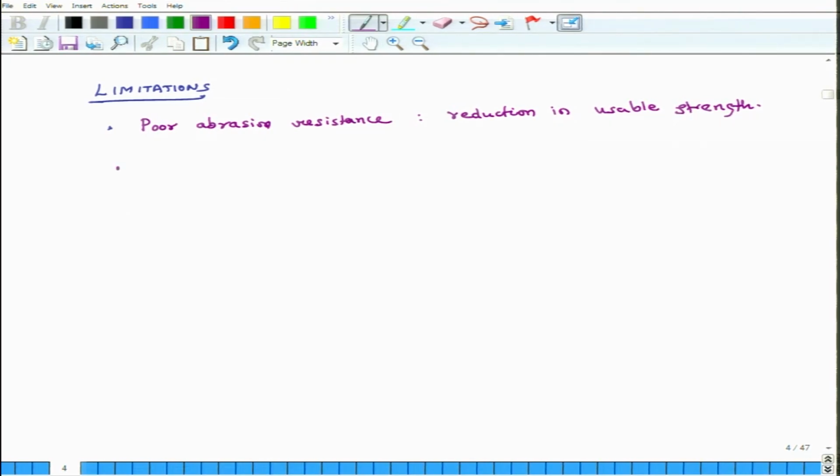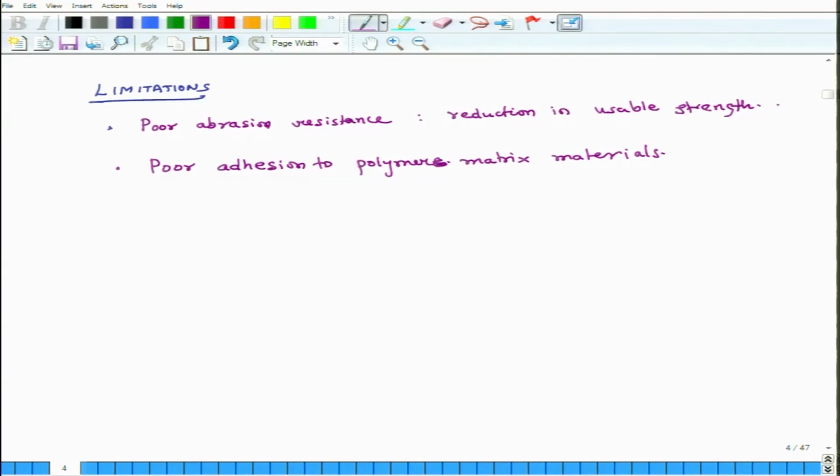The second problem with these fibers is poor adhesion to polymer matrix materials. Okay. So, we will talk about this, but I will go back for a minute to abrasion.